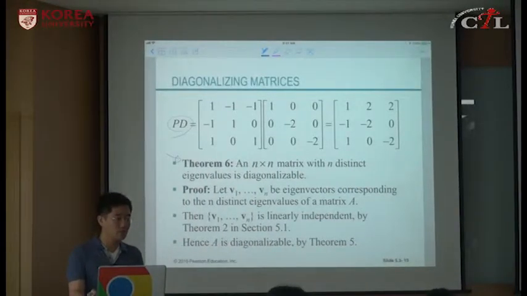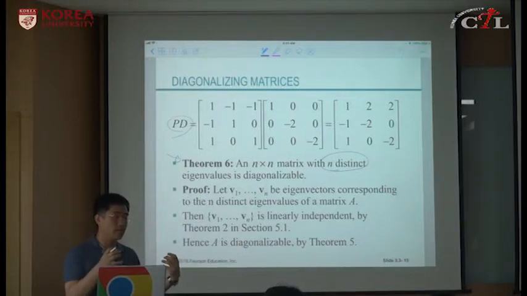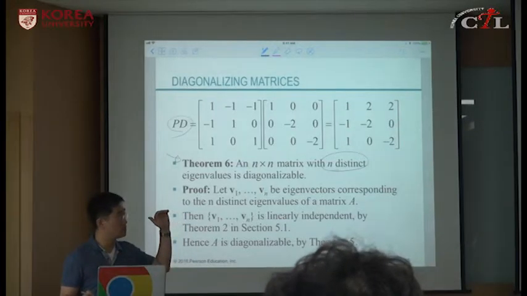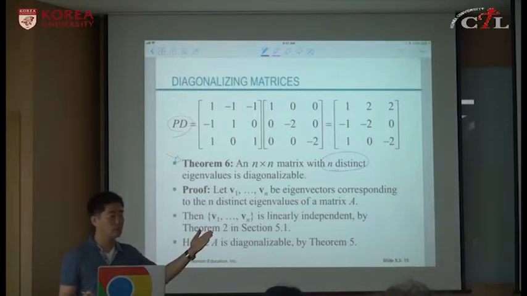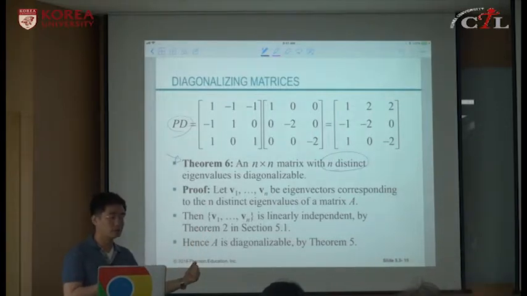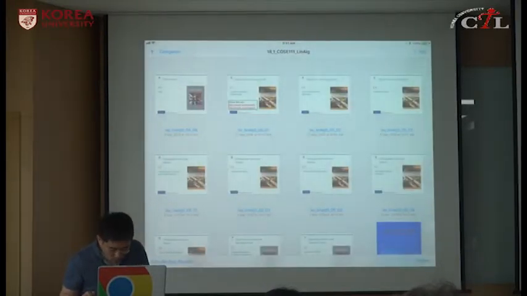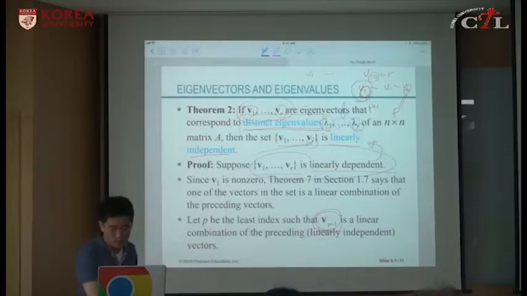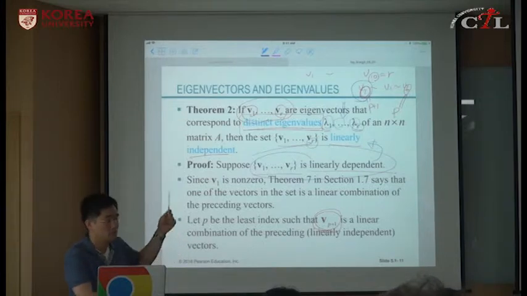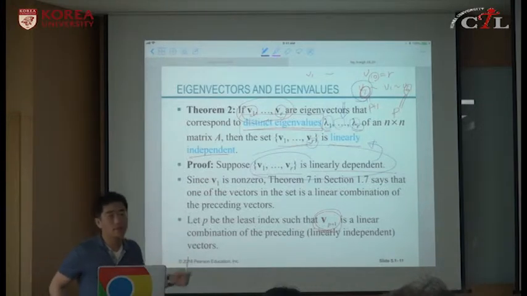And you can also understand the reason for this to be true because we have n distinct eigenvalues, and if we pick eigenvectors from each of these different eigenspaces, because these eigenvalues are all different from each other, the collection of the corresponding eigenvectors will all be linearly independent. So that is the theorem that we studied in chapter 5.1, right? We spent some time on proving that theorem, right?